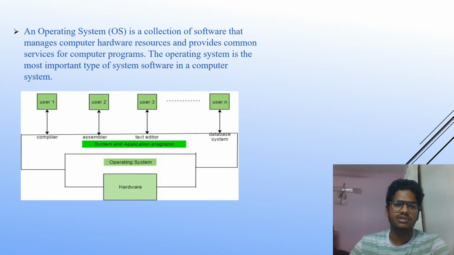An operating system is a collection of software that manages computer hardware resources and provides common services for computer programs. The operating system is the most important type of system software in a computer system. In this diagram, we can see that there are multiple users using multiple system and application programs such as compiler, assembler, text editor, and database system, and the operating system and the hardware. The operating system acts as an interface between the hardware and the system and application programs.